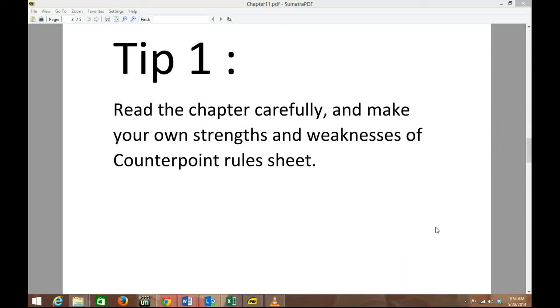Here are your 3 tips for Chapter 11 of the text for SPC Music Theory. Tip 1. Read the chapter carefully and make your own strengths and weaknesses of counterpoint rule sheet.